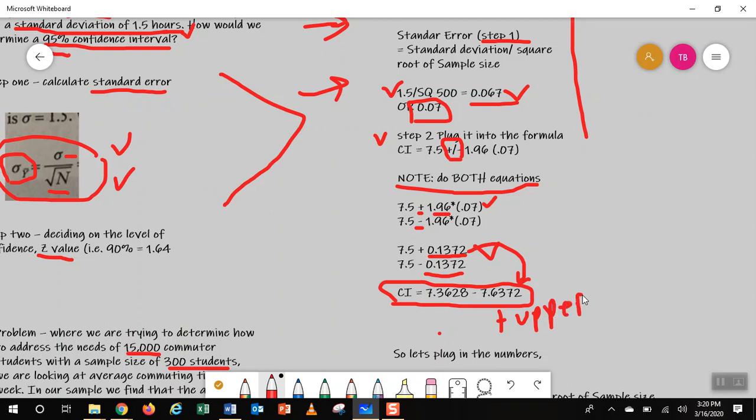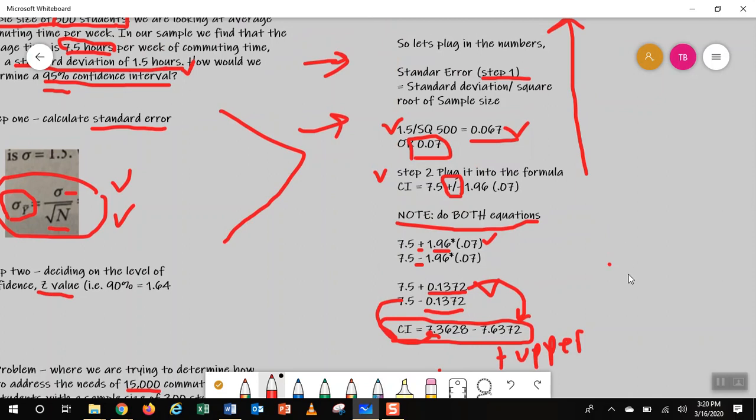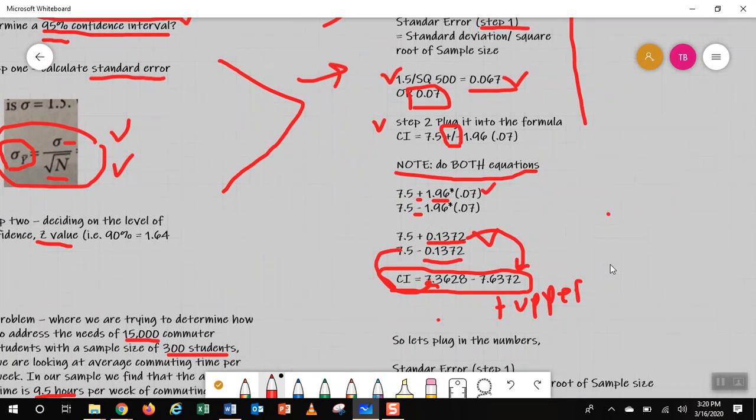Pardon the penmanship there. That's the upper range. And then you do the second equation, the 7.5 minus 0.1372, and that gives you the lower range, which we'll type in this time. So just make sure you pay attention to which one's upper, and in some ways it's easy because upper is just the higher number, and lower.